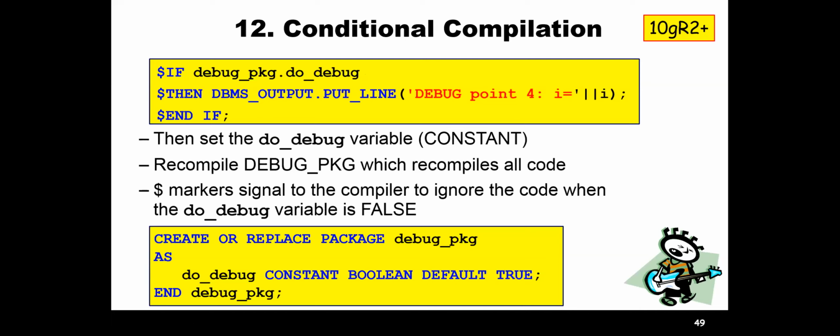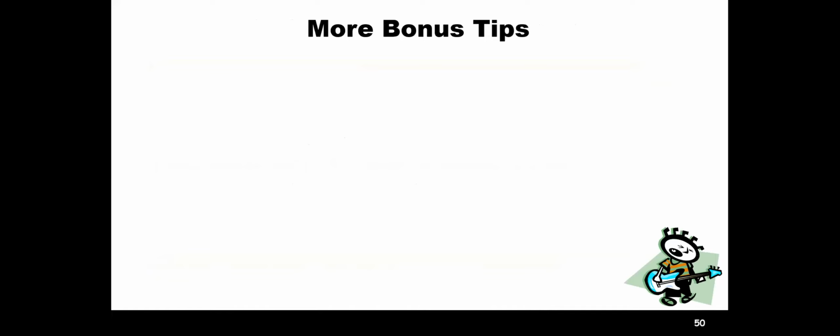And then if you want to set debugging on, then you turn that variable to true in your doDebug package, or whatever you call it. And then when the compiler compiles the code, that code will be active. So you'll be able to see those debug statements, DBMS debug statements. Conditional compilation is the name.